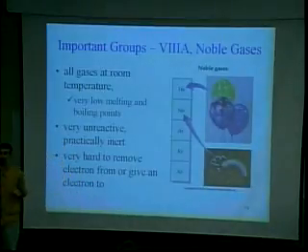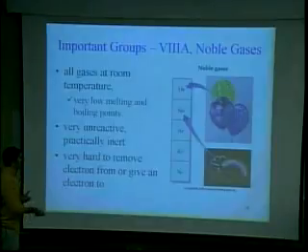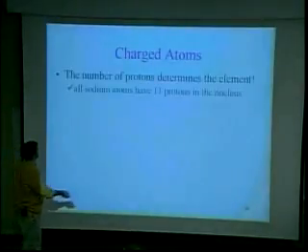That's why they're unreactive. You will see that the reason things react is because of their electrons. So if they hold tight to their electrons, it's very difficult to get them to react.